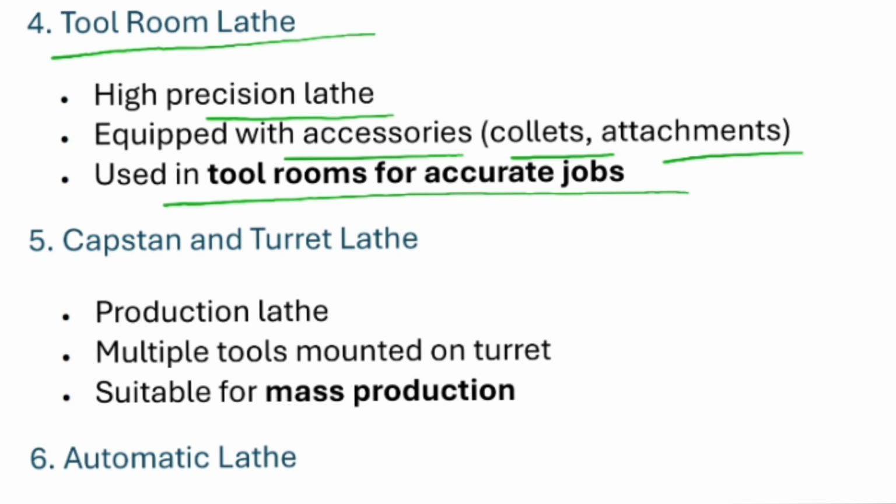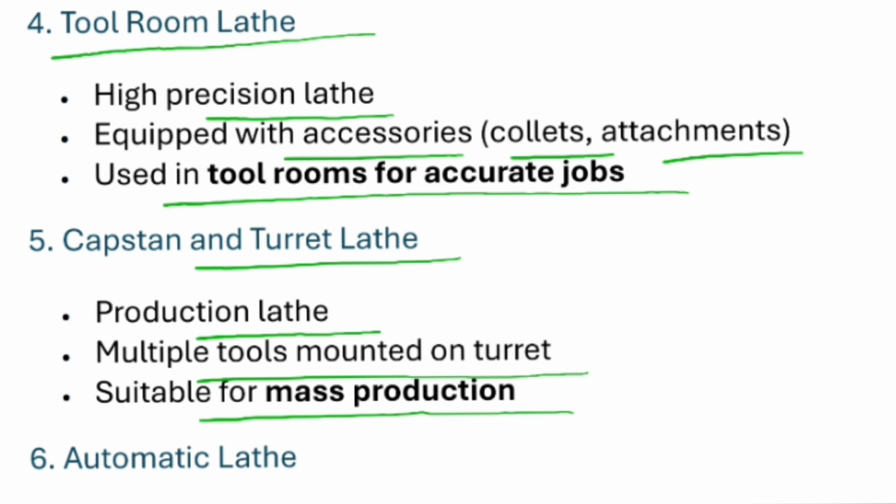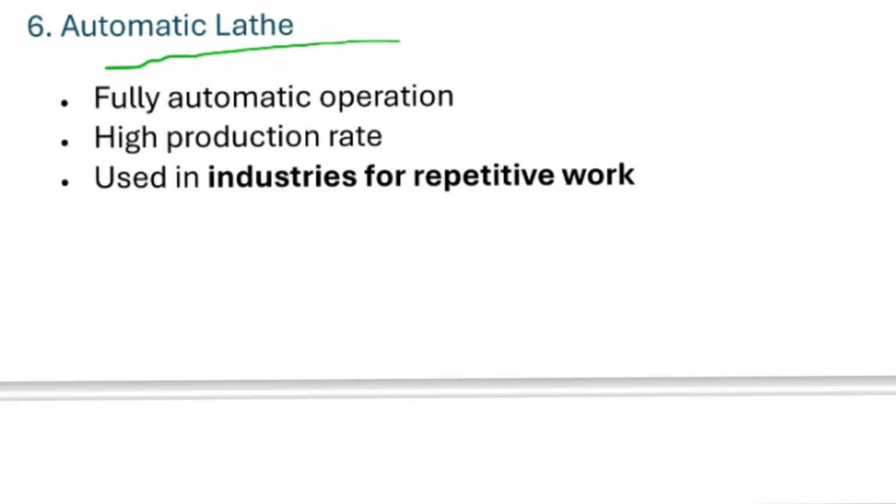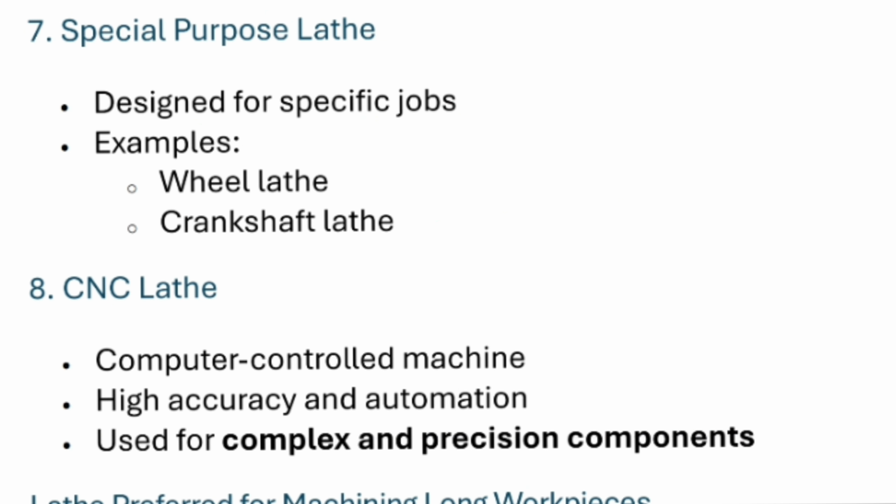Next is the capstan and turret lathe. It is used as a production lathe. Multiple tools are mounted on the turret, which is suitable for mass production. Next will be the automatic lathe. It is operated fully automatically. The name itself indicates it has a high production rate, and we can use this lathe in industries for repetitive work. Next is the special purpose lathe. The name indicates it is designed for specified jobs. Examples are the wheel lathe and crankshaft lathe.